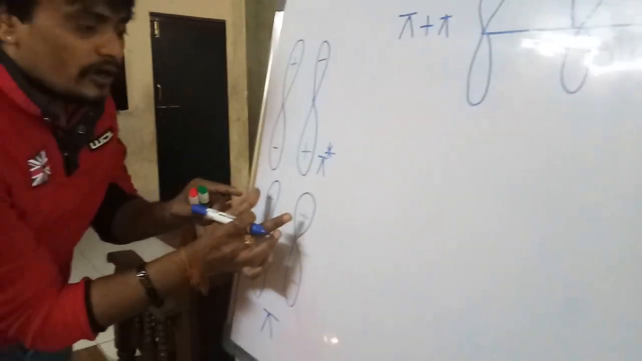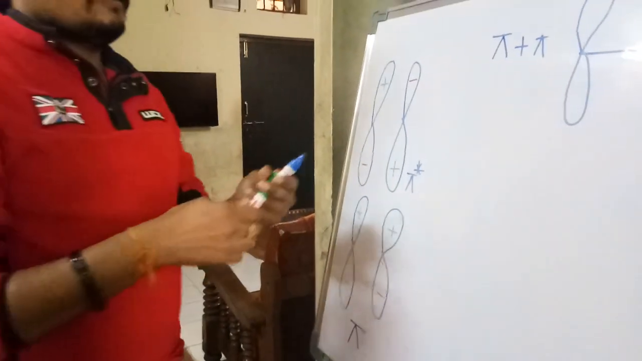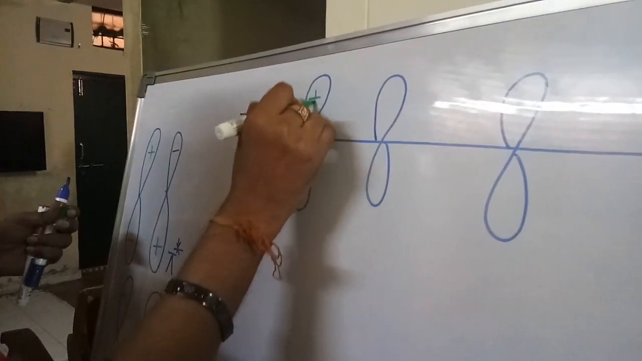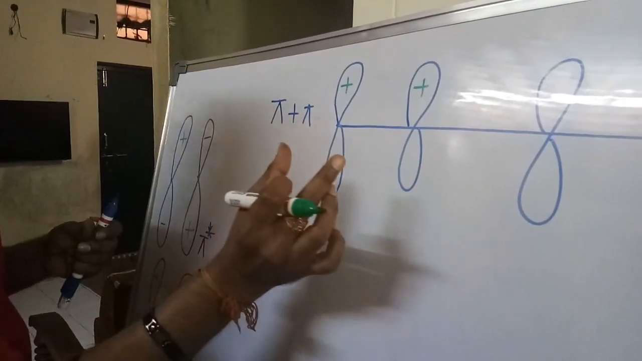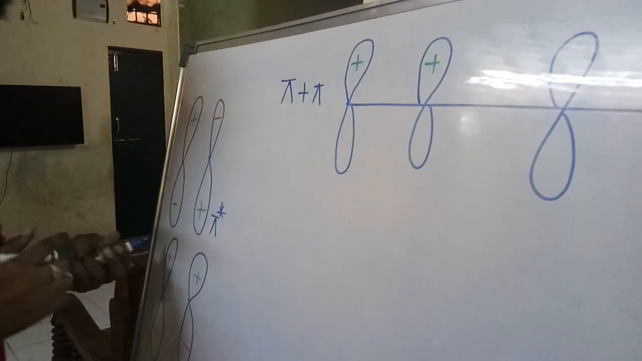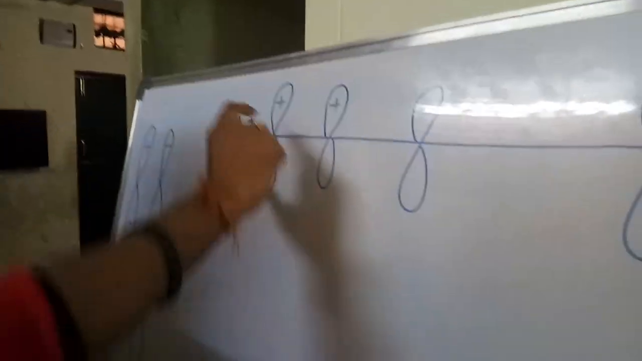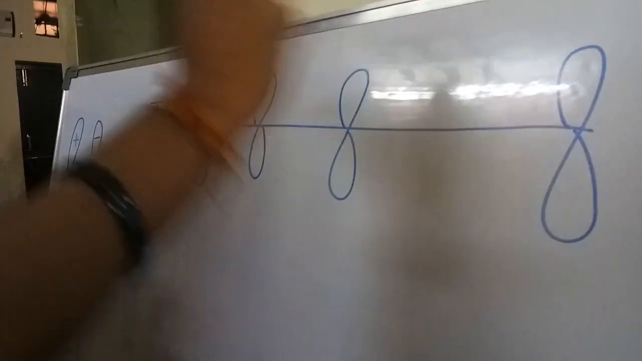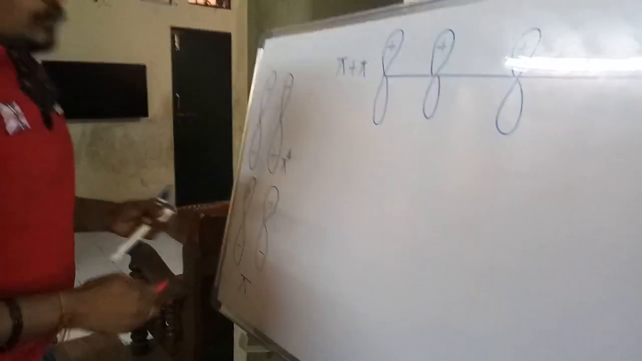That is, 2 lobes are at the top face and 2 lobes are at the bottom face. Now let us fill in the signs of the lower lobes later on. So pi with positive pi means we have to add the same pi again. So that is positive and positive.